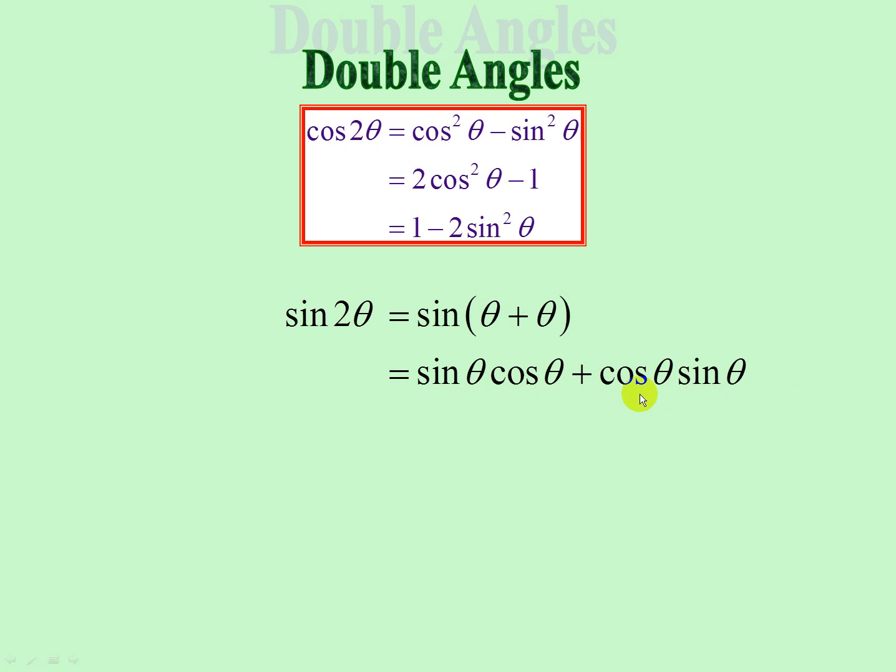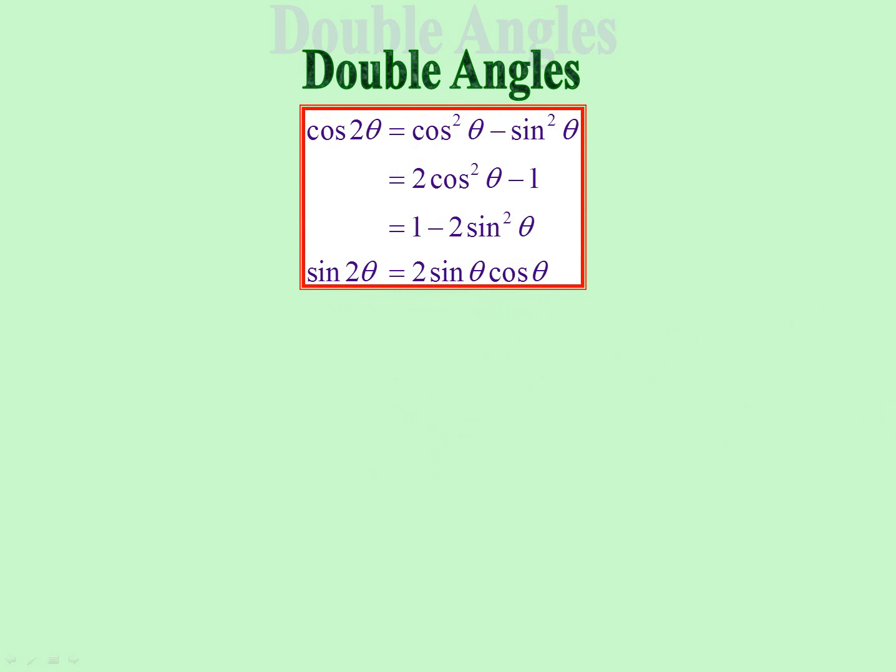And while these are written the other way around, they are in fact like terms, because cos sine is the same as sine cos. The direction of the multiplication doesn't matter. So if I've got one here and another one there, we have 2 of them. So there is our formula. Sine 2 theta is 2 sine theta cos theta. 4 formulae now. Better to remember them.